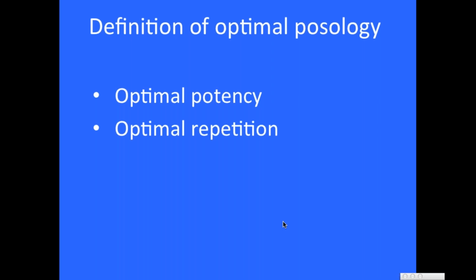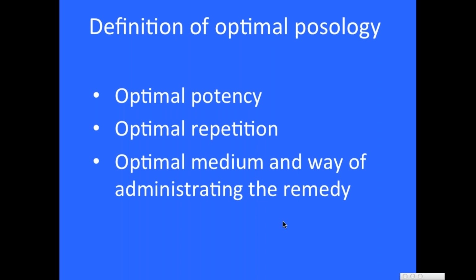So you don't want to consider the minimum repetition. Healing is not related to how little you have given the remedy, it is how quickly the person has recovered. So the concept of minimal dose is irrelevant when we're talking about speed of healing. So it has to be optimal repetition and optimal medium and way of administering the remedy. When we say medium, some patients will take it by olfaction, other people by globule, other people, or animals, by water.